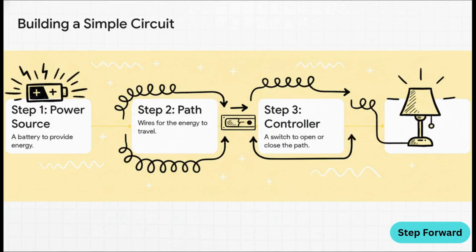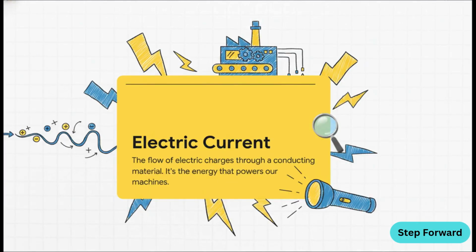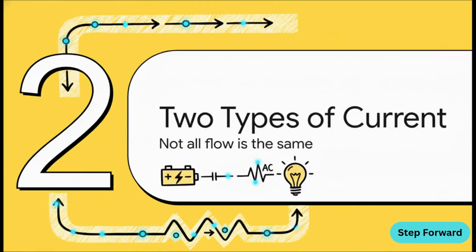When you flip that switch, the path is complete, and boom, the light turns on. Simple as that. And that flow we just created? That's what we call electric current. It's basically a stream of tiny charged particles moving through the wires. And this one idea, this flow, is what powers everything from a tiny flashlight to the biggest machines in a factory.